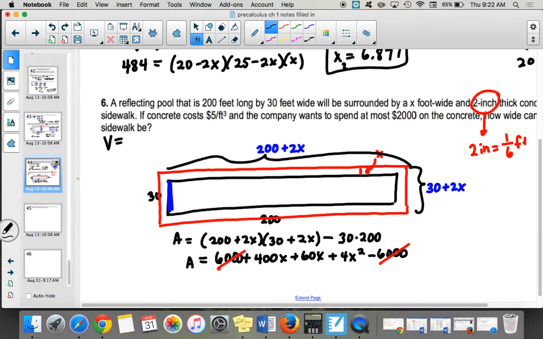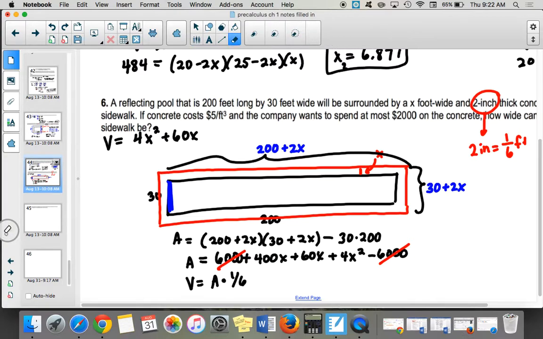So to get the volume, what am I going to do? That was my length times my width. Yeah, times the 1/6, perfect. So I'm going to take all of that, and I'm going to do my area times my 1/6. So basically, I'm going to have a volume equation of 4x squared plus 60x plus 400x, right? So let's write 460x, all divided by 6. And I could reduce that, divide by 2 on top and bottom. I'm not going to. I'm just going to leave it like that.